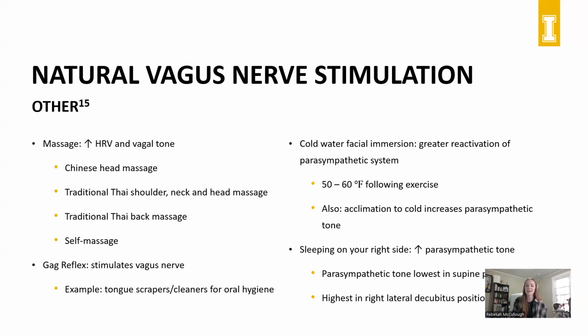And then the other one that I thought was interesting was sleeping on the right side. Lying supine, just on your back, had the lowest increase in parasympathetic tone. And then the highest was the right lateral decubitus position, so lying on the right side.